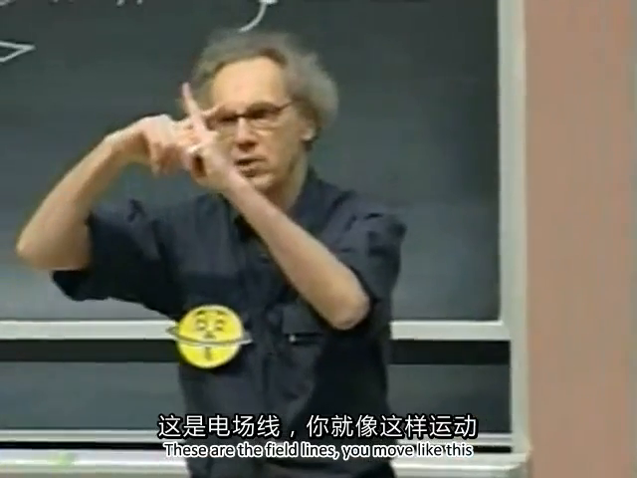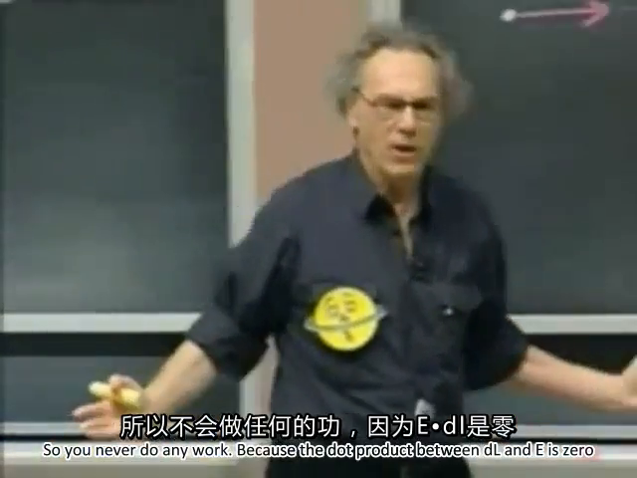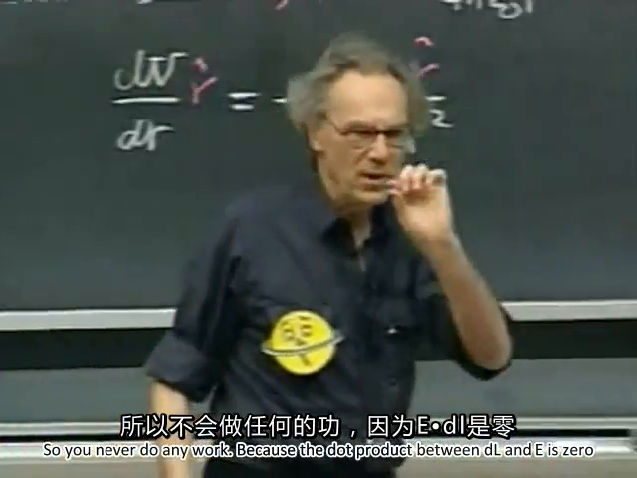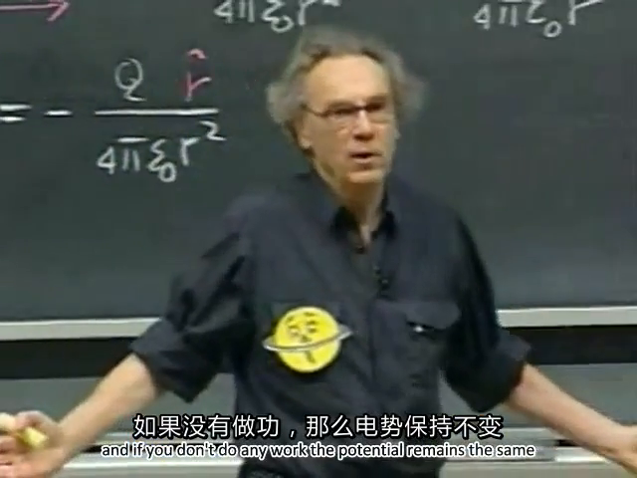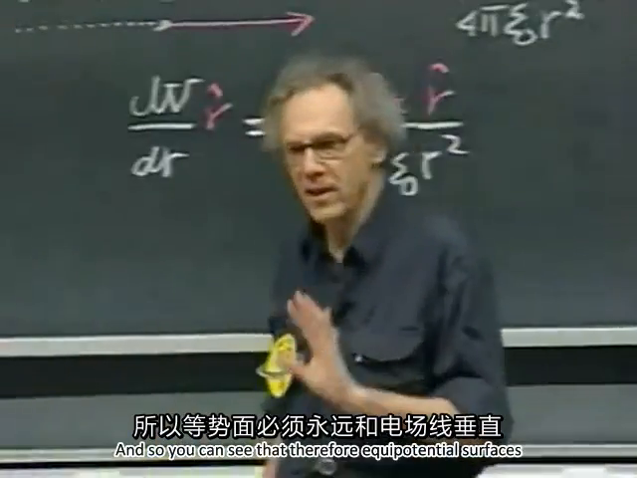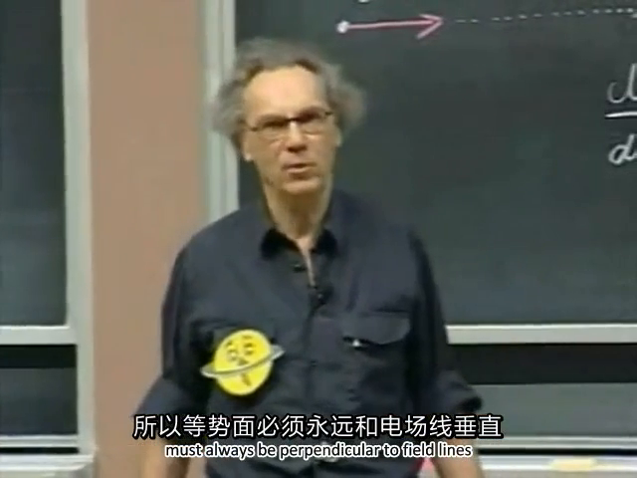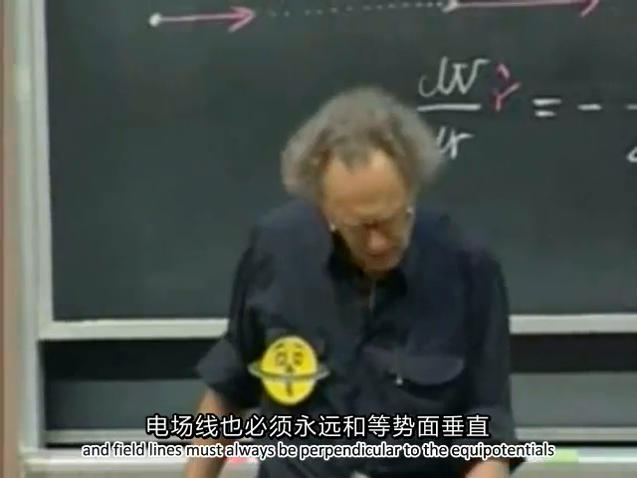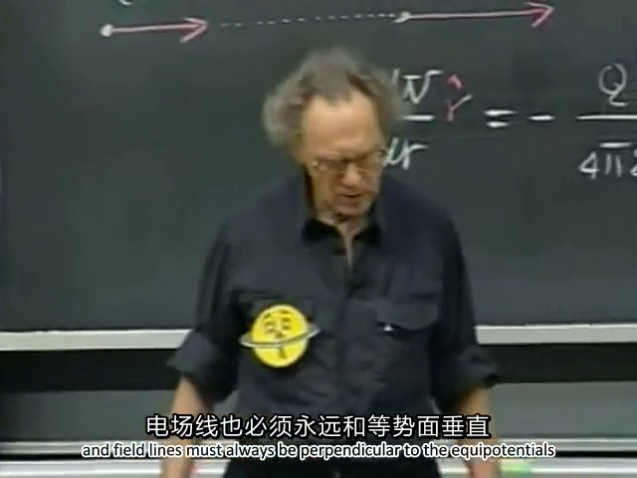These are the field lines, you move like this. So you never do any work, because the dot product between dl and E is 0, and if you don't do any work, the potential remains the same. That's the definition. And so you can see that, therefore, equipotential surfaces must always be perpendicular to field lines, and field lines must always be perpendicular to the equipotentials.